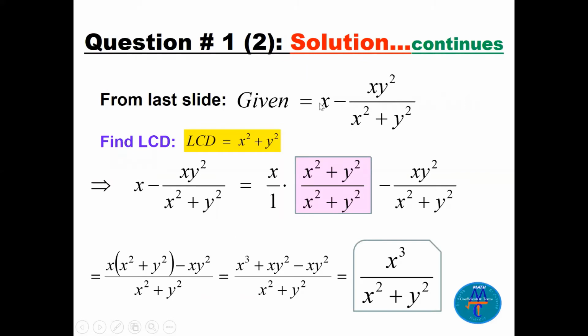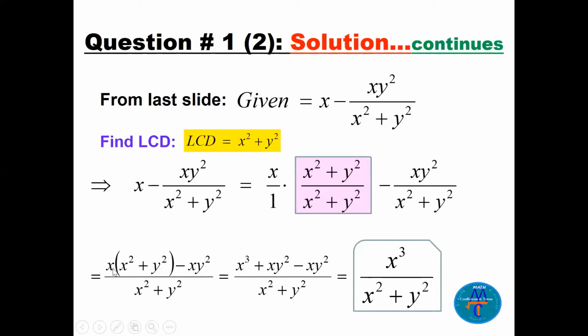Remember, x minus the second term. Now, the LCD is also x squared plus y squared. So the first one here, I wrote x over 1. Then I multiply by this. See, that's the difficult part here. X squared plus y squared up and down. I get this from the LCD now, because I need to make the same denominator here. So x squared plus y squared is the denominator here. X times the bracket, x squared plus y squared, minus xy squared.